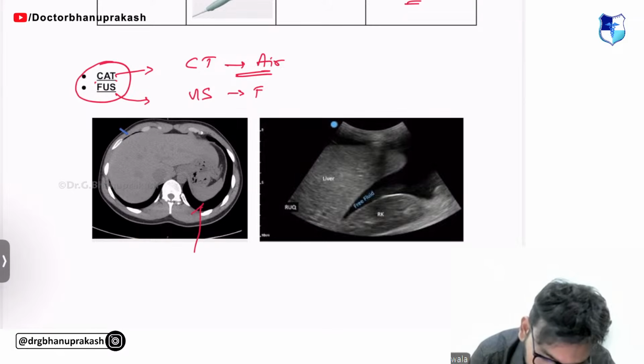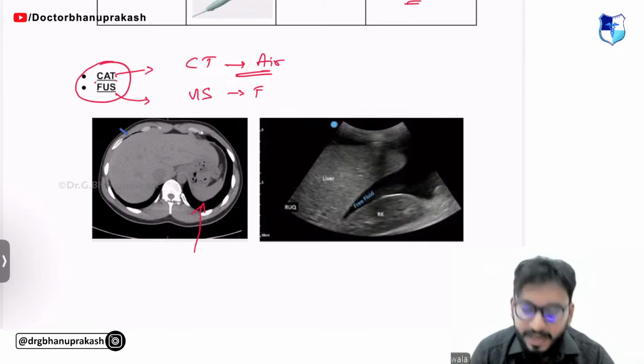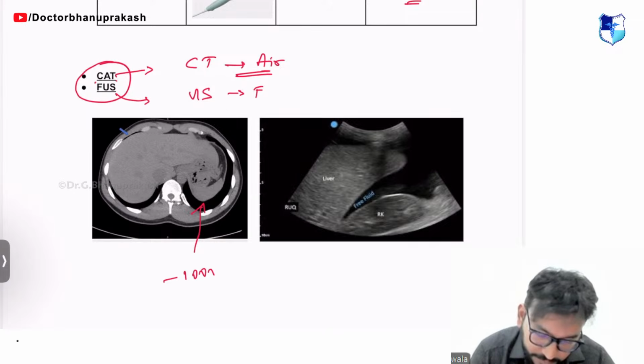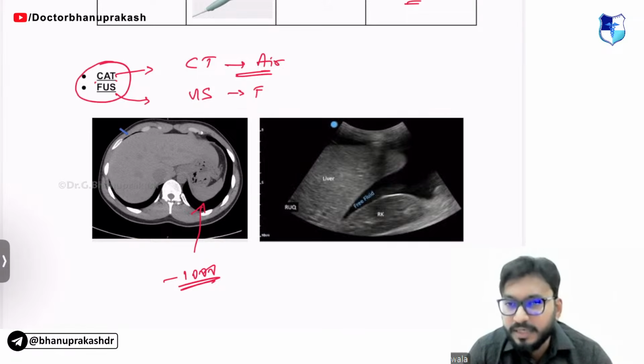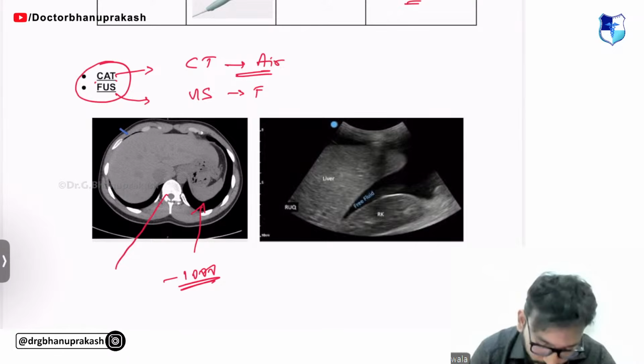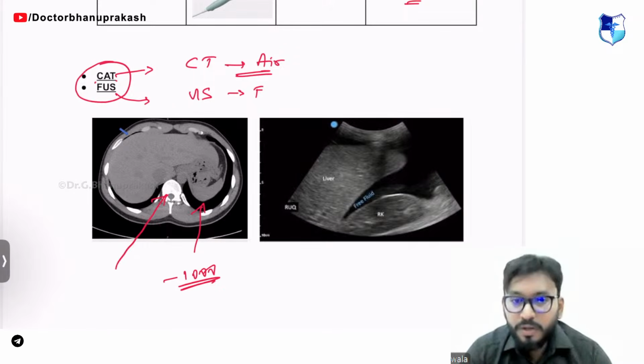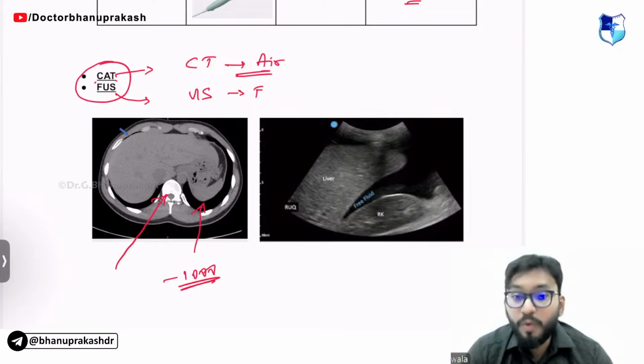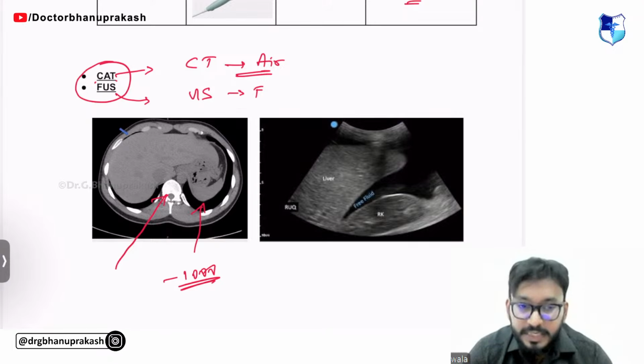Look at this, guys. What is this? The very pitch black, like I said, minus 1000 Hounsfield units. What is it, guys? It is air. It is nothing but air. And this is a CT scan. How do I know? Look at the bones, guys. It is absolutely white. So this is a CT scan and it shows air, minus 1000 Hounsfield units.